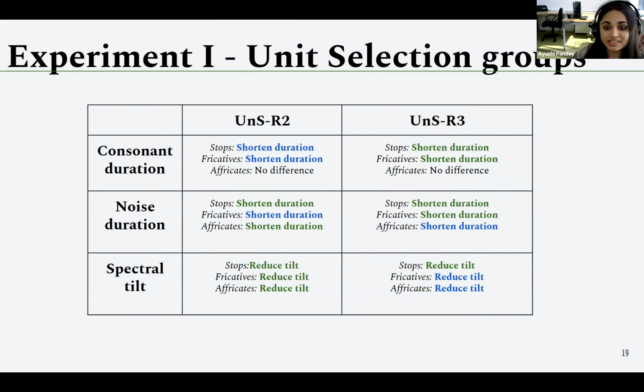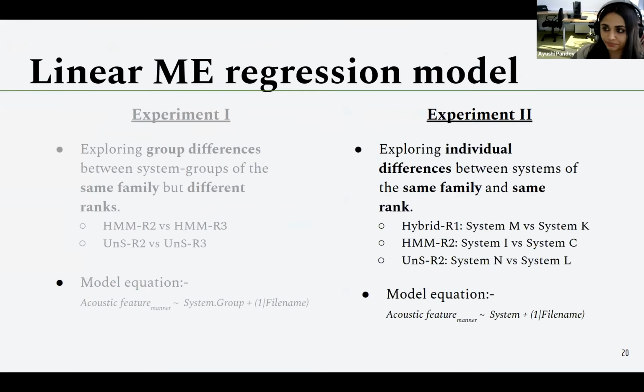Continuing in the vein of the previous slides, we are now presenting R2 versus R3 in unit selection systems. The features found most contrastive were consonant duration, noise duration, and spectral tilt. Spectral tilt once again. First thing interesting to note here is that all unit selections shorten the duration. They behave like a family. And second, as opposed to the observation in HMM systems, unit selection systems reduce the tilt. Now, the effect of the first feature, that is shortening the duration, is stronger in R2 systems, and the spectral tilt reduction is stronger in R3 systems, especially for affricates and fricatives.